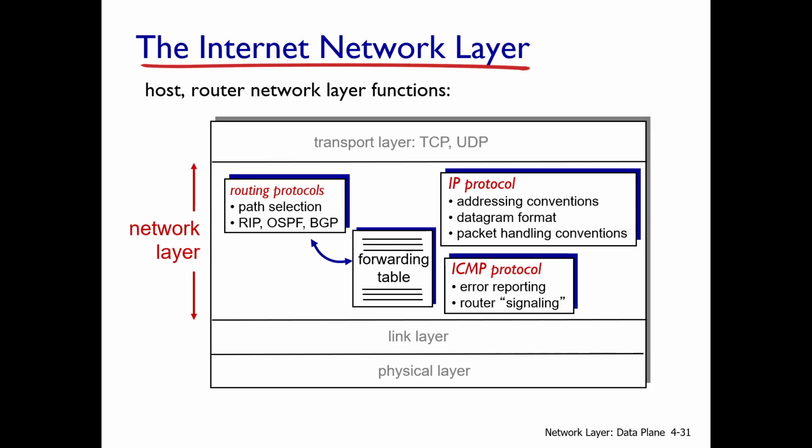Okay, basically this is the network layer. So routing protocols, path selection, and others like RIP, OSPF, BGP, these we will learn in chapter 5. For chapter 4, we have IP protocol, like addressing conventions, datagram format, packet handling conventions. We will learn that in a bit. And ICMP protocol, it's basically the network management protocol. I think we will learn that as well.